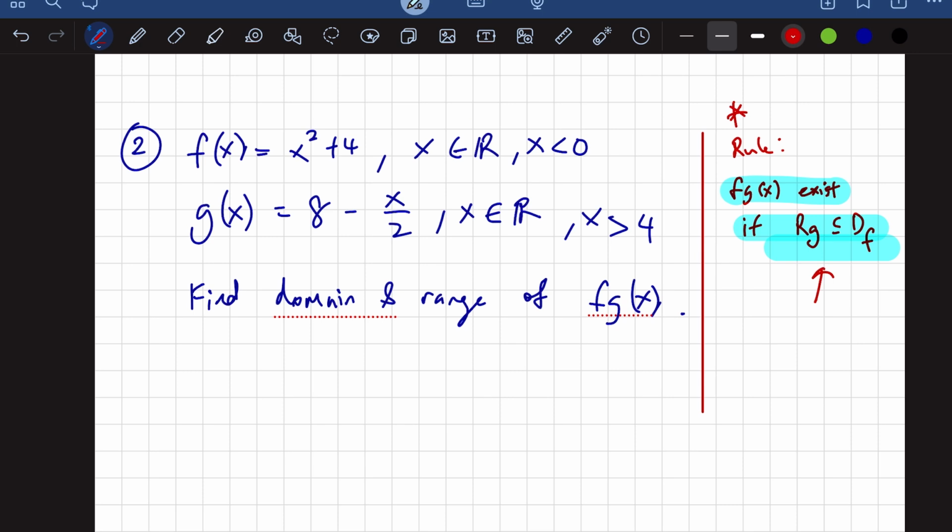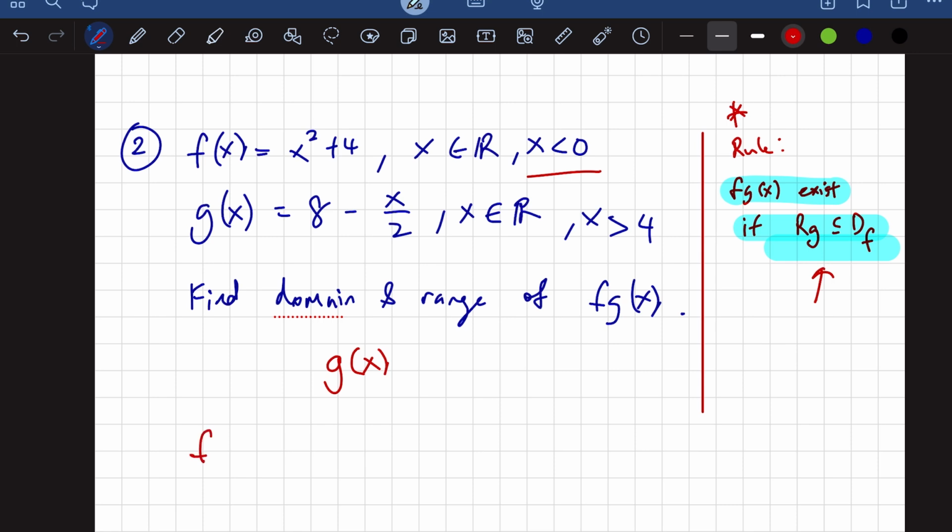Okay, so let's look at the function of f as well. All right, f(x) is equal to x squared plus 4, where x belongs to all real values and x must be less than 0 at the same time. Okay, so what's going on here? We have to look at g(x) itself, and we have to understand very importantly that since the function f(x) is defined only by the negative values, which means that x is less than 0.